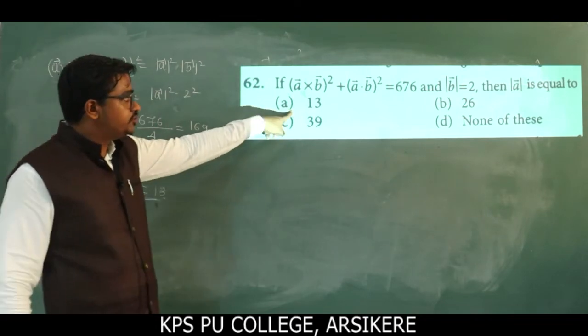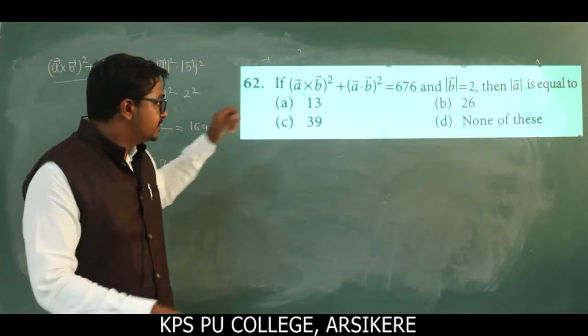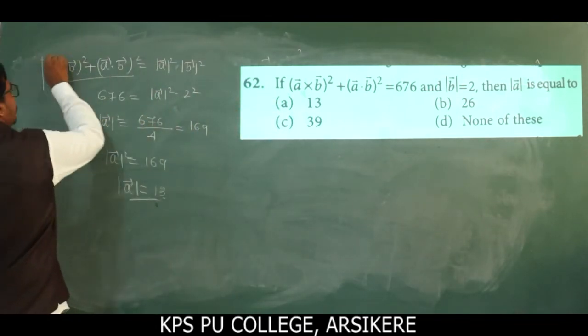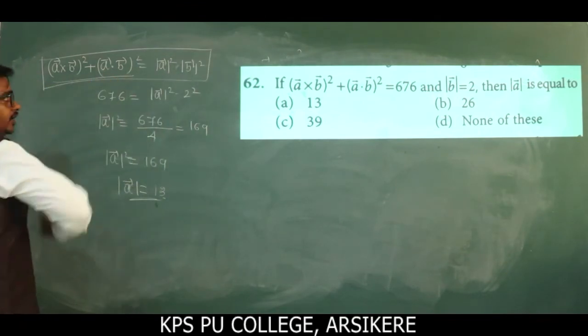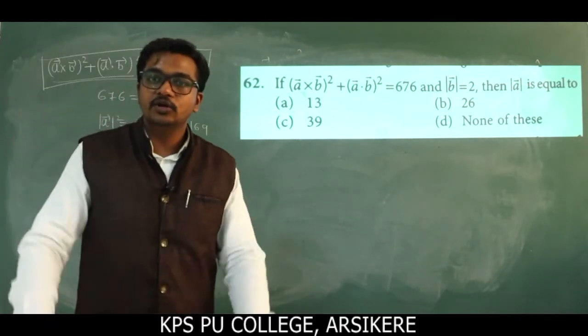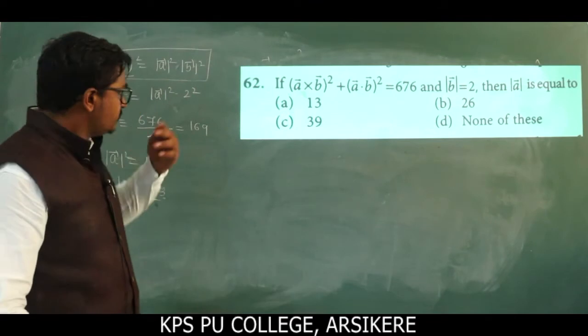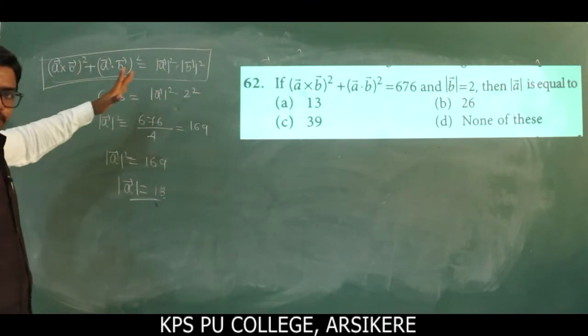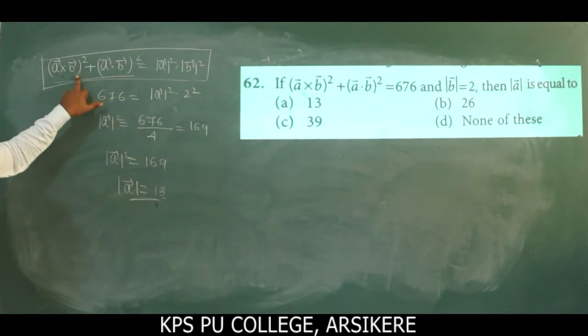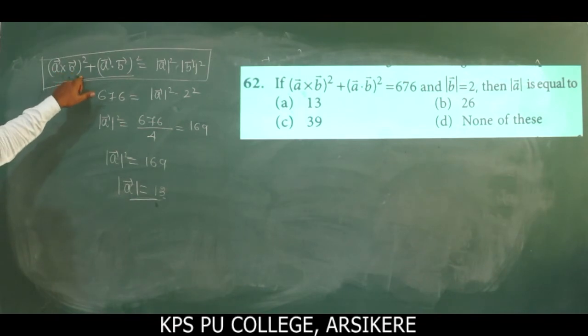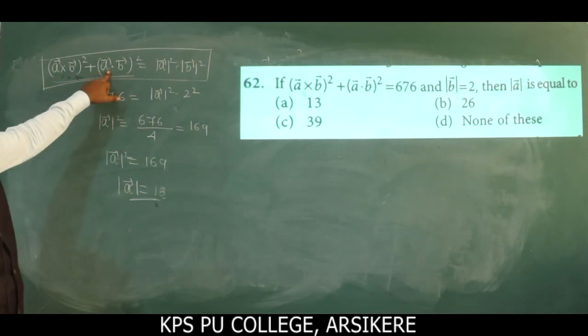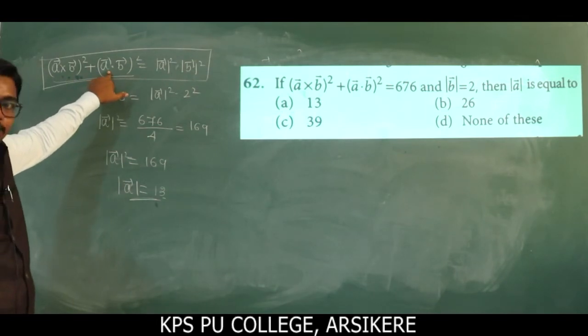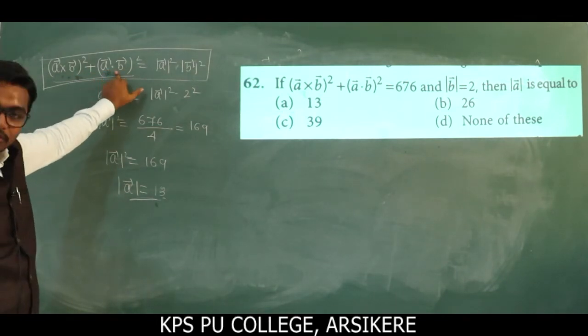Answer is option A. This formula is very important. (A cross B) whole square plus (A dot B) whole square is equal to mod A whole square into mod B whole square. How is it obtained here? Very simple. Substitute the formula for A cross B: mod A into mod B into n cap into sin theta. This is also mod A into mod B into n cap, and mod A into mod B into cos theta.